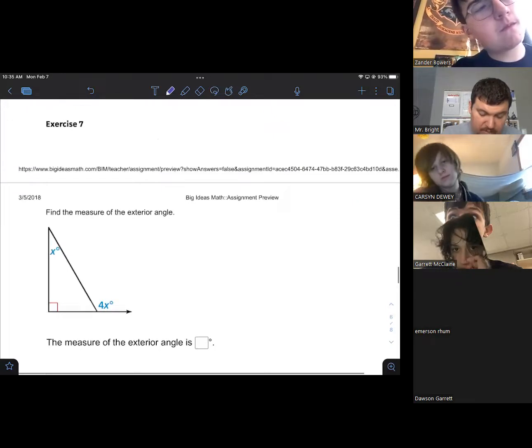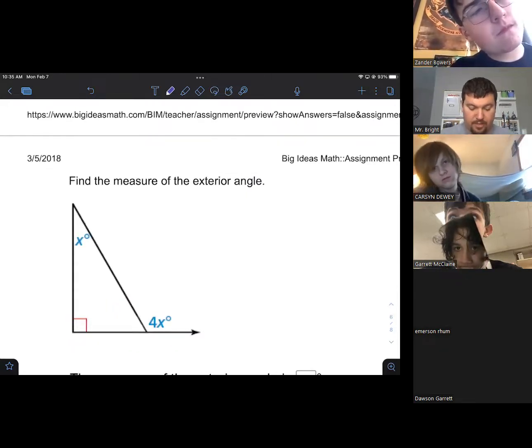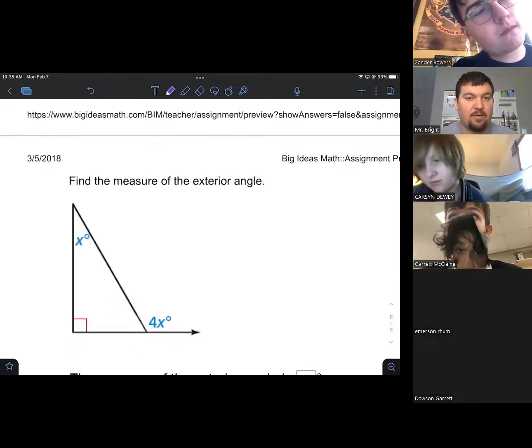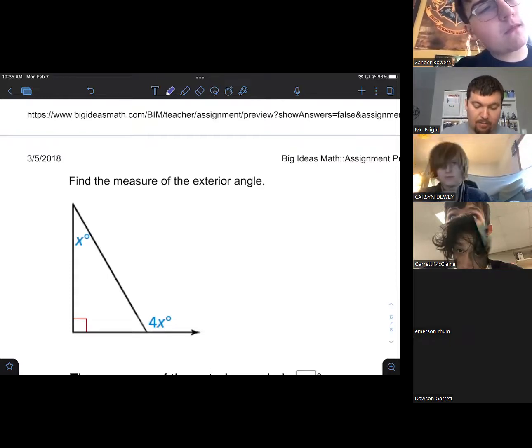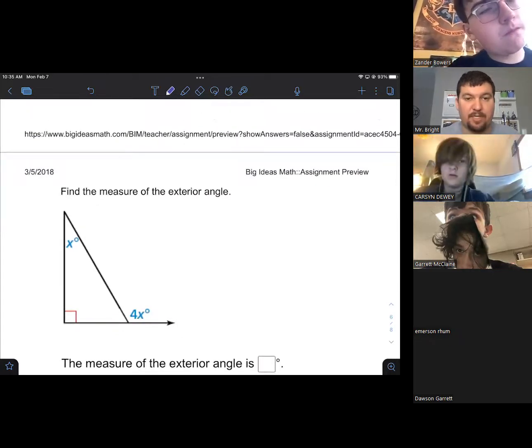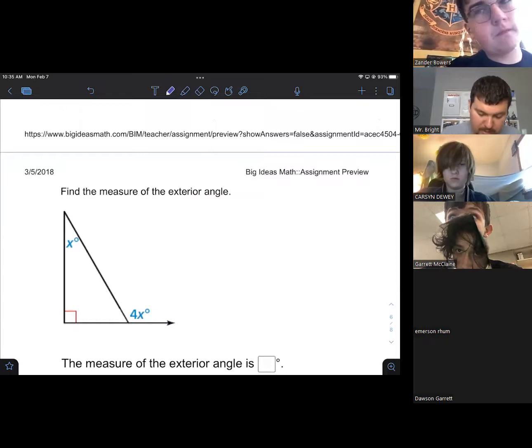All right, number 7. This one does say find the measure of the exterior angle. So once I find x, I'm not going to be done with it. And that's why someone might miss this question if they tried it on their own, because they're not reading the instructions properly.